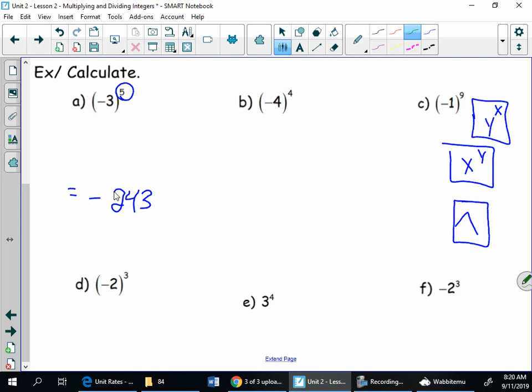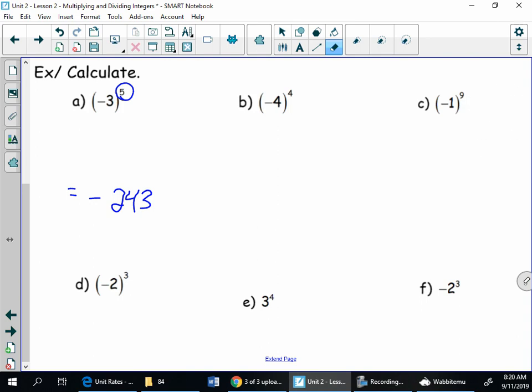Negative 4 to the power of 4. How many negatives do I have? I've got 4 of them. If I think about that, a negative times a negative makes a positive. And another negative times a negative makes a positive. And positive times a positive, hey, that's a positive answer. The little trick is, if you have an even exponent, your answer is positive. If you have an odd exponent, your answer is negative.